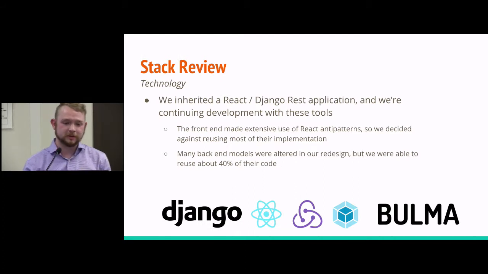So after we went through and redesigned, we had to audit the system itself for implementation details. We decided that the React and Django REST stack that they had originally built the system with would totally meet our needs. The back end, we actually were able to reuse a lot of the existing models. With our updates, we estimated around 40% of the existing back-end code is still being used in our current implementation. And in the front end, they were making extensive use of React anti-patterns, like putting everything into state, if you've ever worked with React. So we decided it would be better to scrap that and build it from scratch.